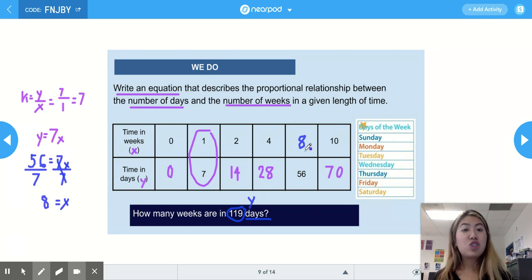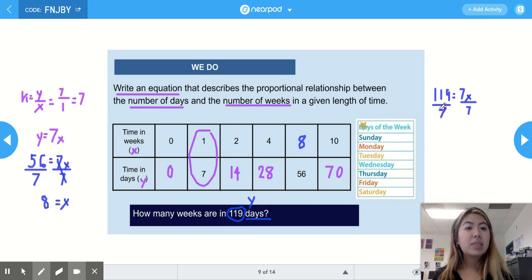Well, since we just solved for our x given our y value, we divided, I know that we're also going to have to divide again. So instead of y is equal to 7x, I'm going to write 119 is equal to 7x. And again, we have to isolate the variable. So to do that, we're going to have to divide both sides by 7. 7 divided by 7 is 1. So we have x is equal to 17. And x is representative of the time in weeks. So our unit should actually be 17 weeks.